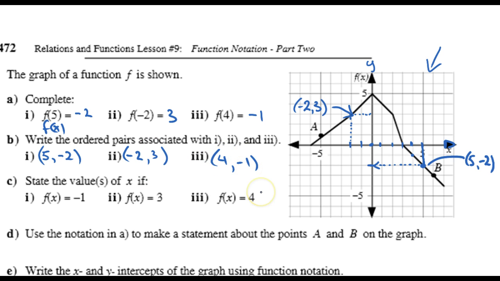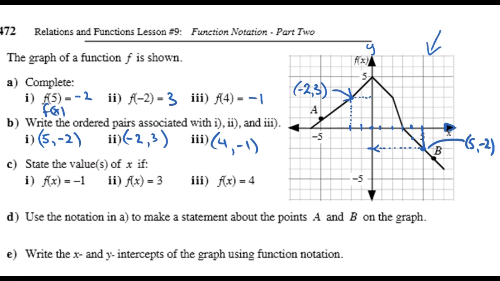Okay. Now, state the values of x if f at x equals -1. So this is now asking the opposite thing. They're not telling us the input. They're giving us the entire output, and we have to go backwards and find the input. They're telling us the y coordinate, or the output. But we don't say y anymore. We say f at x. Okay, so I'll do that in red.